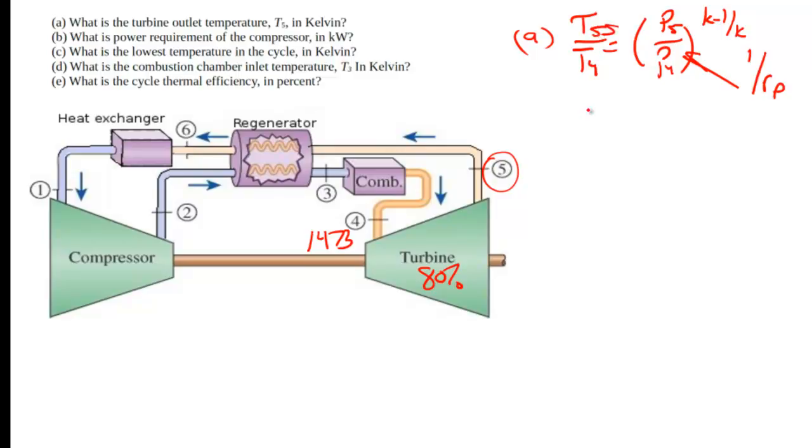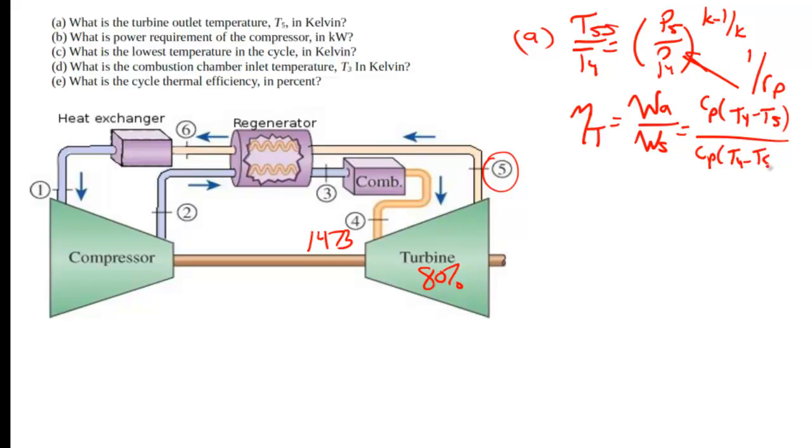And so then we would go ahead and use our efficiency of our turbine equation, which is going to be for a turbine the actual work produced over the isentropic work. So that would be Cp, and the actual then is going to be T4 minus T5 over Cp (T4 minus T5S). Cp's are going to cancel. And so then we go ahead and just plug in that right there.